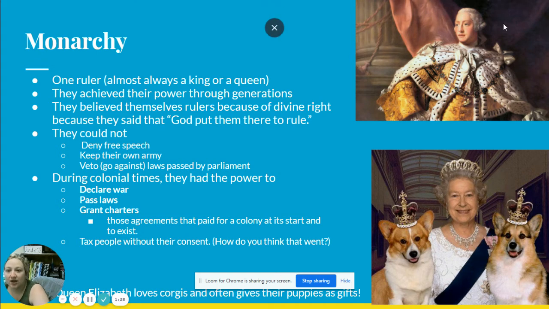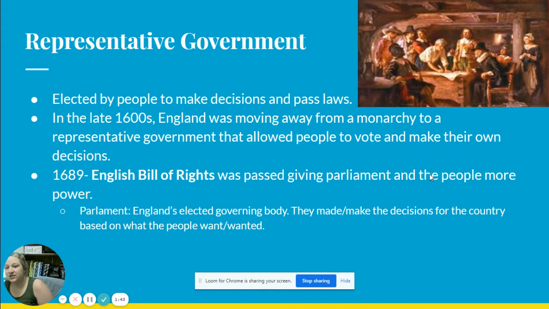So during this time, the monarch was King George III, but today in England it's Queen Elizabeth. And a fun fact is that she loves corgis, and she gives her corgi puppies as gifts to her friends and family.